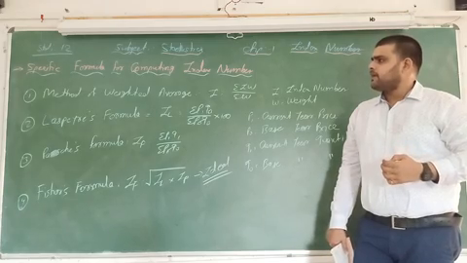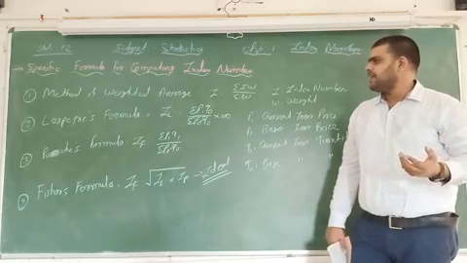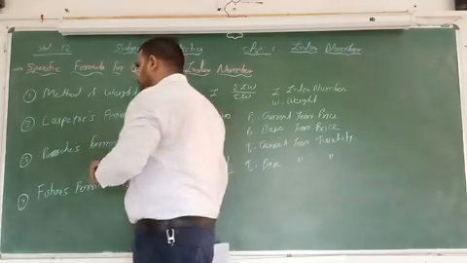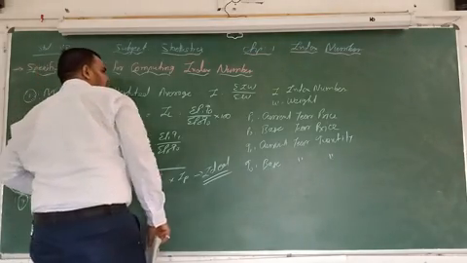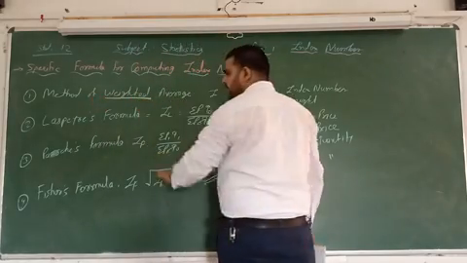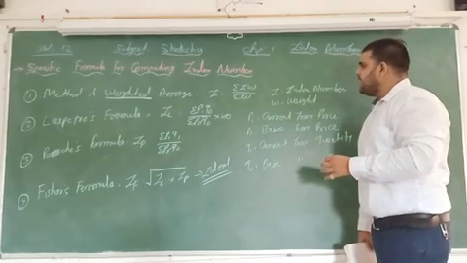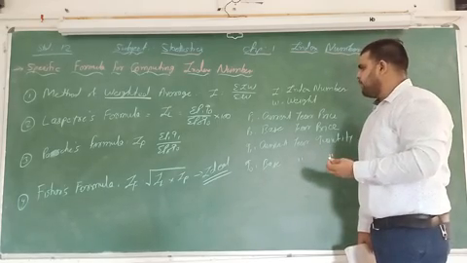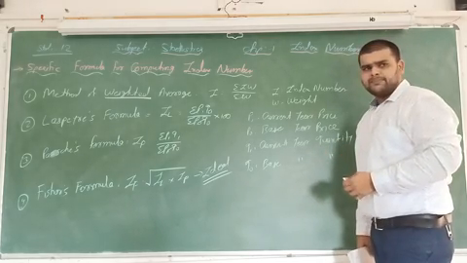Number one, method of weighted average. The formula is sigma IW upon sigma W. Here they are calculated on the basis of weight. In that, I is equal to index number and W is equal to weight, which is already given in your example.